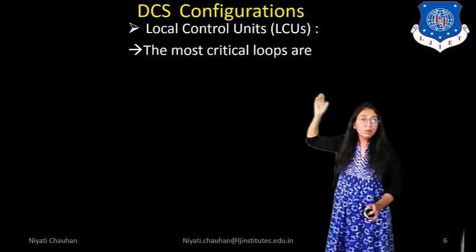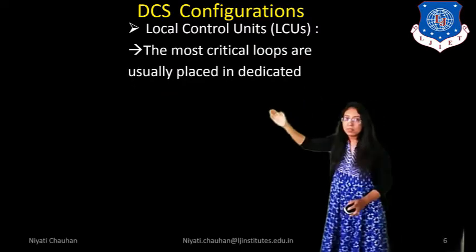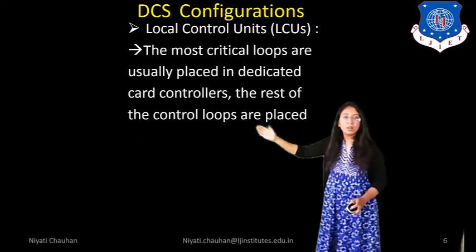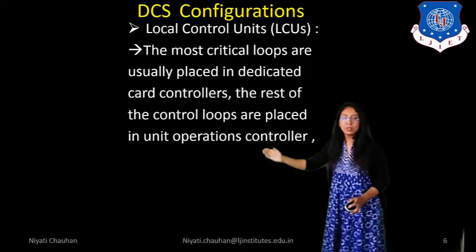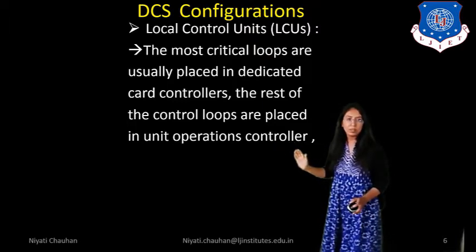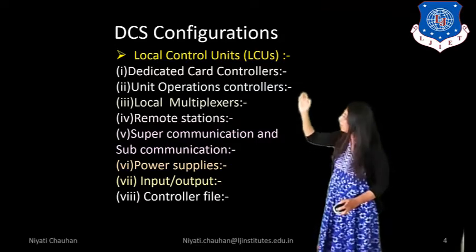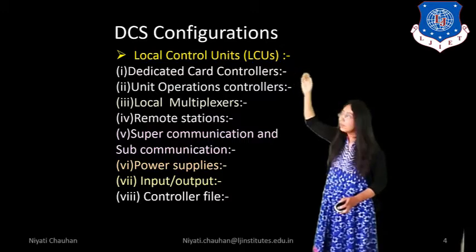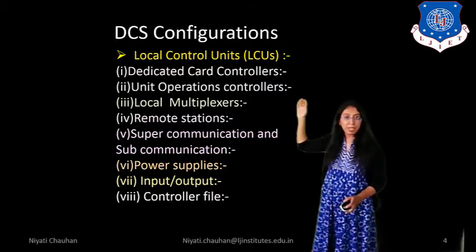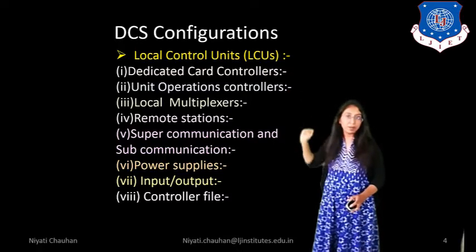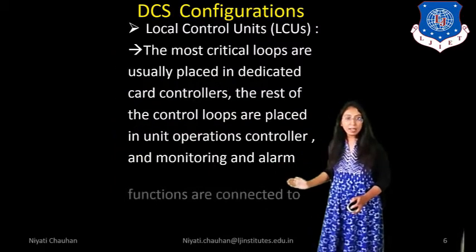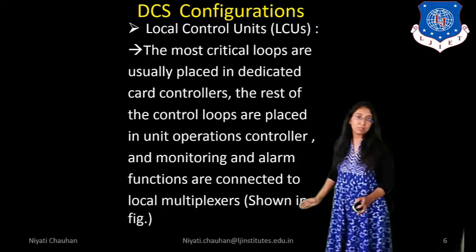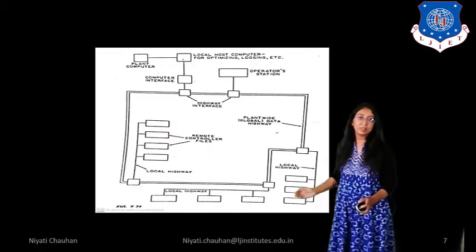The most critical loops are usually placed in the dedicated card controller. The rest of the control loops are placed in the unit operations controller. So here the most critical loops are placed in the dedicated card controller and the rest of the loops are placed in the unit operations controller, and monitoring and alarm functions are connected to the local multiplexers, as shown in the figure.